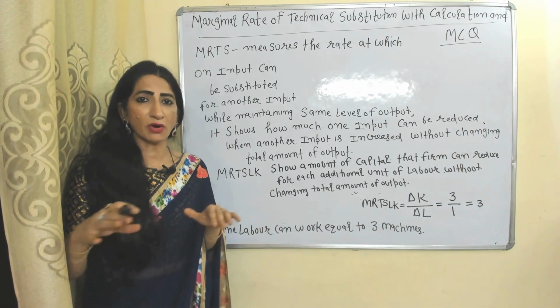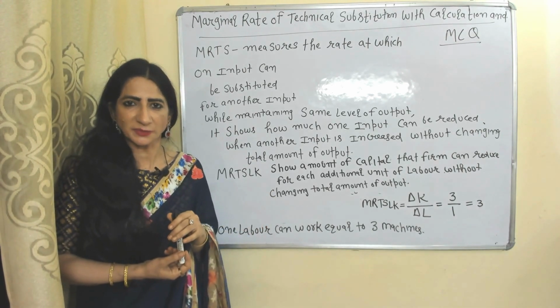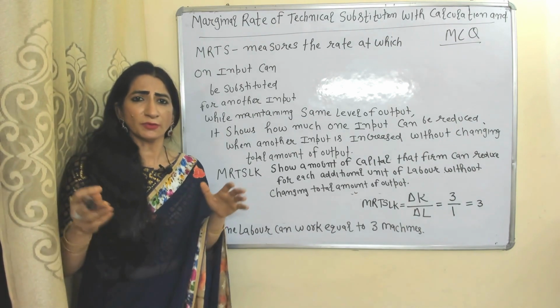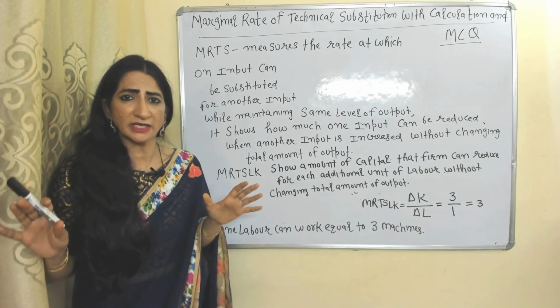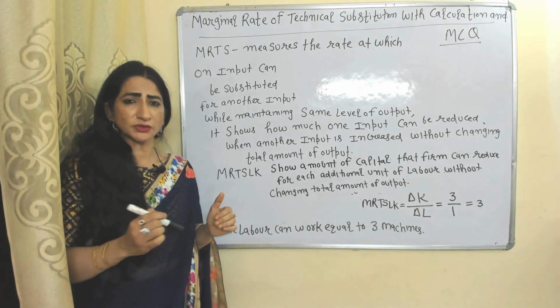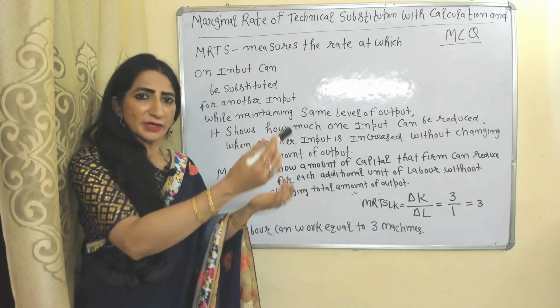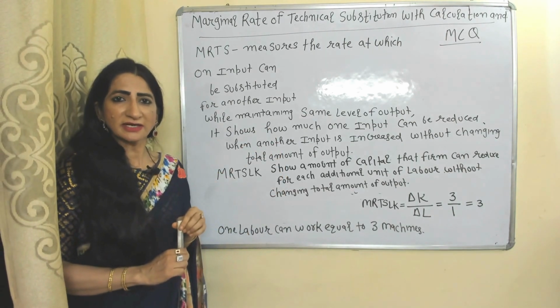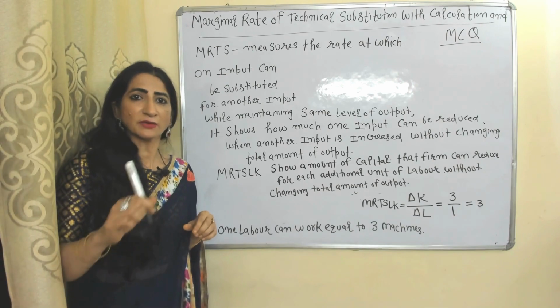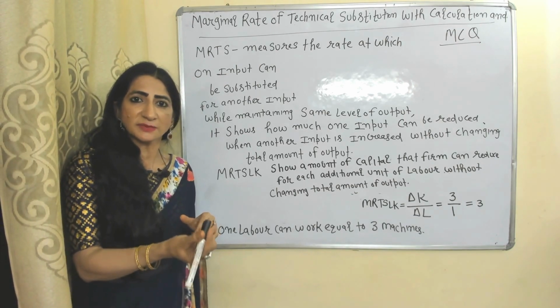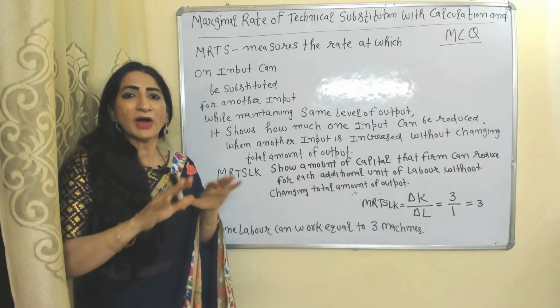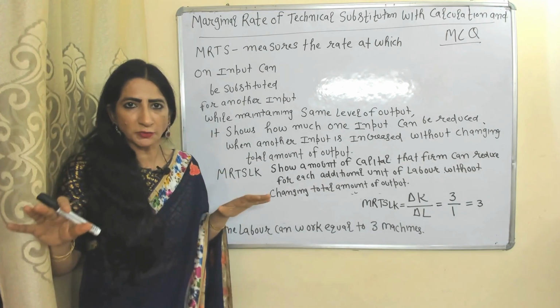Today we are going to talk about marginal rate of technical substitution. As we know, in production we use so many inputs. Sometimes due to cost we need to replace one input with another. And marginal rate of technical substitution measures the rate at which one input can be substituted for another input while maintaining the same level of output.